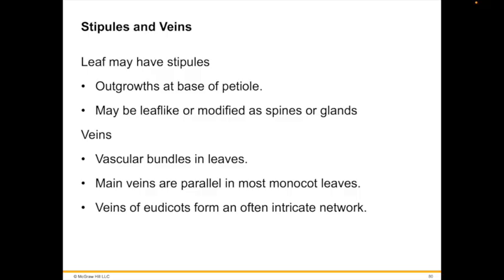Veins consist of both xylem and phloem and are distributed throughout the leaf blades. The main veins are parallel in most monocot leaves. The veins in eudicots, on the other hand, form an often intricate network. So I would say that they are netted or even scattered.